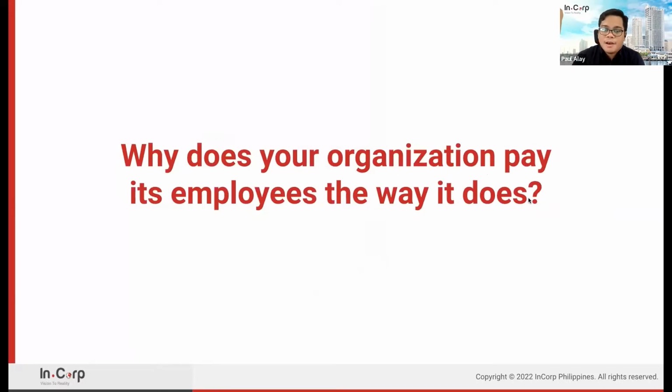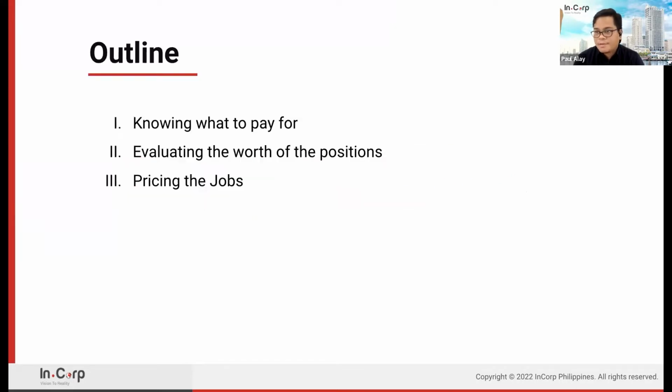Okay. I'm very sure that at least once in your professional lives, you asked yourself this: why does my organization pay us, its employees, the way it does? Hopefully this afternoon we'll be able to answer that question by walking through these three things: at least understanding what organizations are paying for, evaluating the worth of each of the positions, and ultimately the way of pricing the jobs.